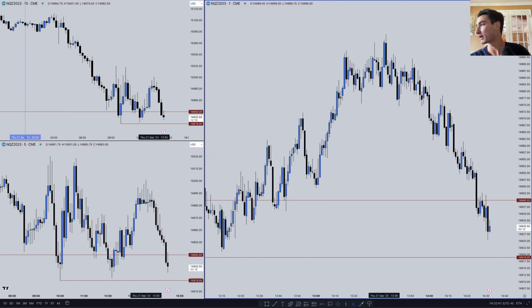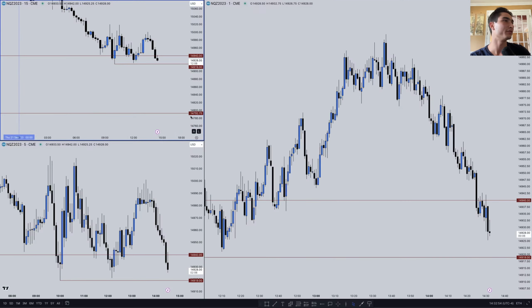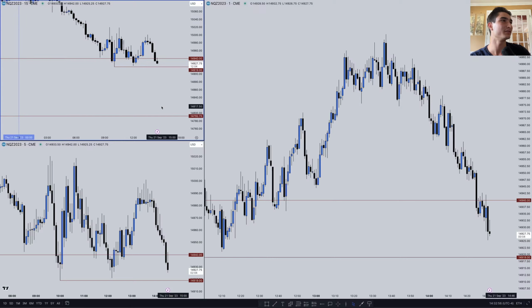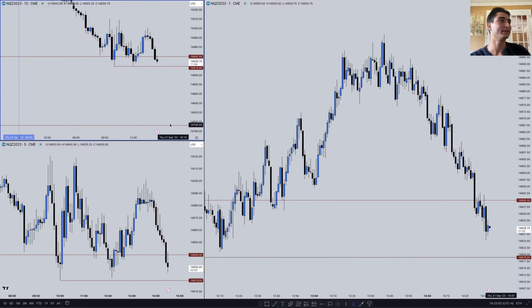So ES repricing to the 43.90, hitting that consequent encroachment level perfectly. And then looking lower on the NASDAQ, the 14,792 is that daily low that is my area of interest, depending on how we trade below these lows.